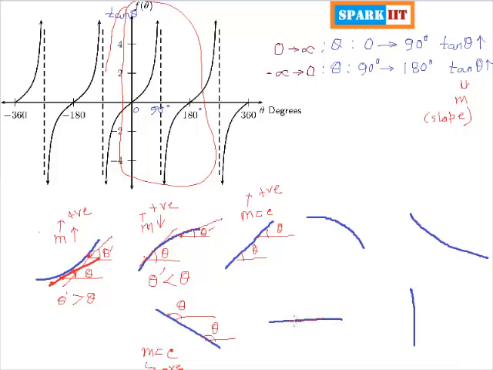In this case theta equal to 0, so tan theta equal to 0, or slope equal to 0. In this case, theta equal to 90 degree. So tan 90 is infinity, tending to infinity or undefined. So m is also tending to infinity. And let's take these two cases.